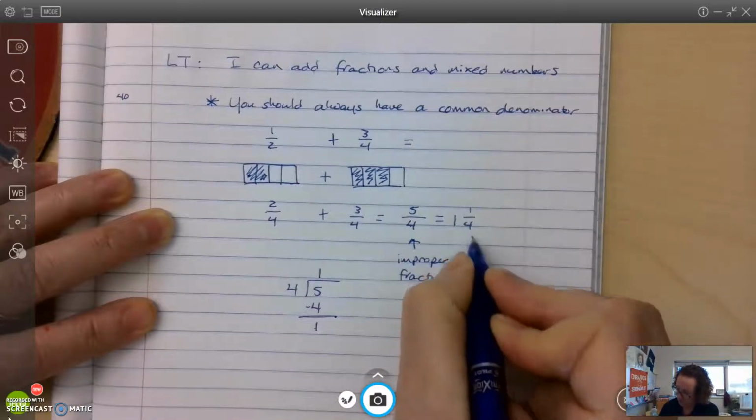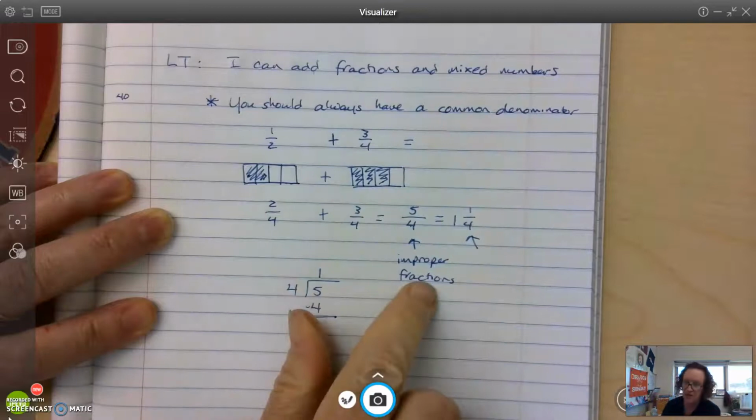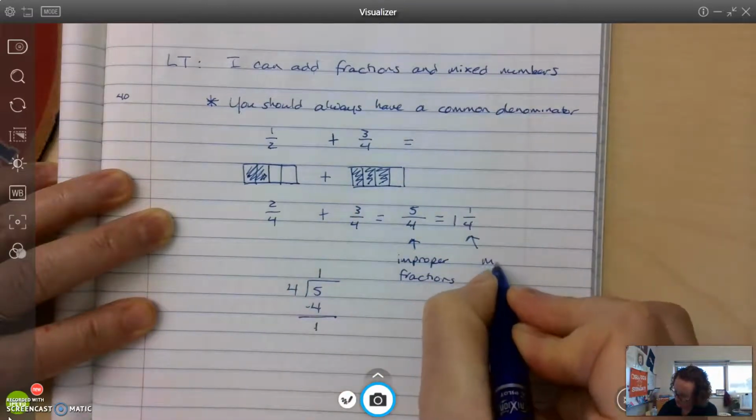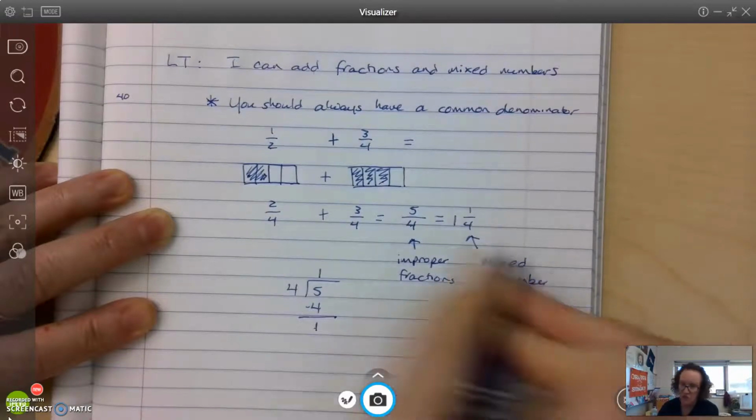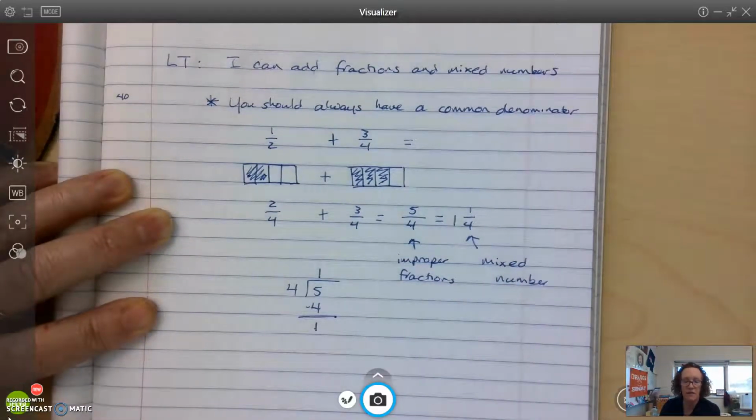So I want to be able to express my answer as either an improper fraction or as a mixed number. And we'll learn that it will depend on the situation which of those is the final form that I leave my number in.